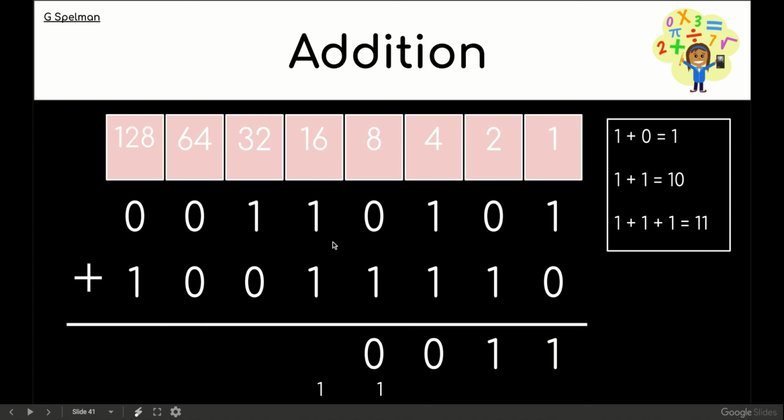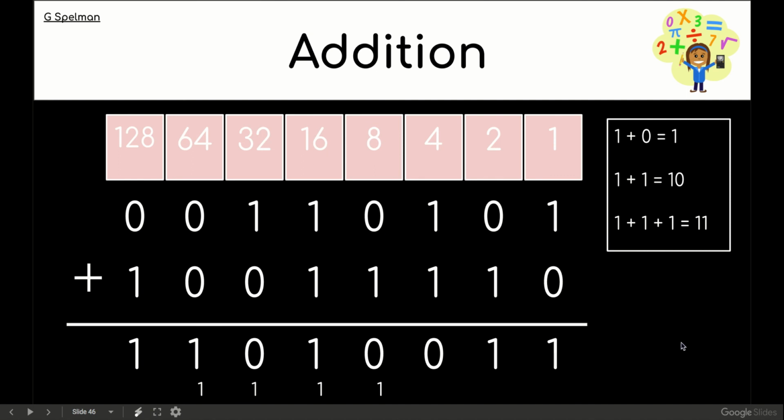1 plus 1 plus 1, well, let's just check over here. 1 plus 1 plus 1 is 1, 1. So it'll be 1, carry 1. And then 1 plus 1 is 0, carry 1. And then 1 plus 0 is 1. And 1 plus 0 is 1. So well done if you got that right, because I have included 4 carries, which is quite complicated.